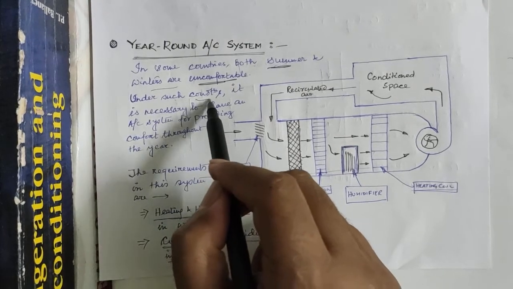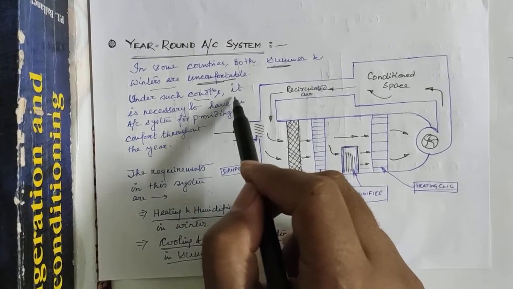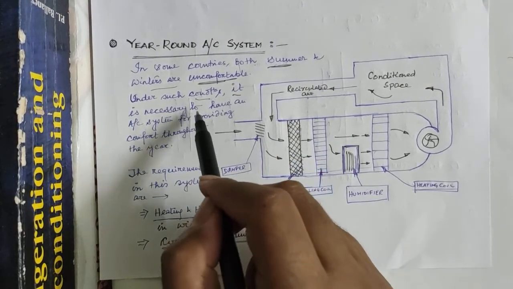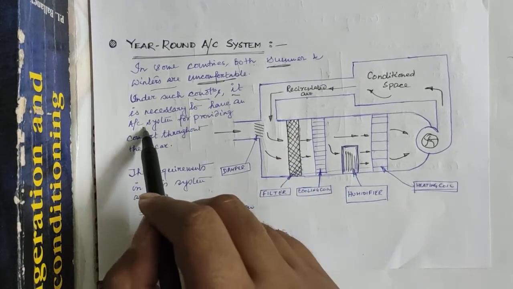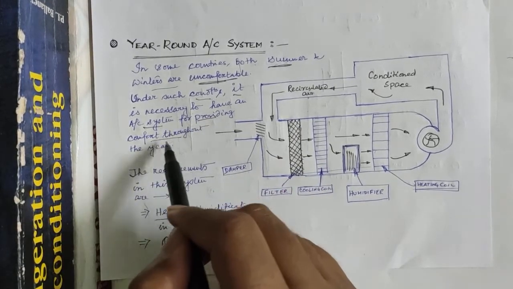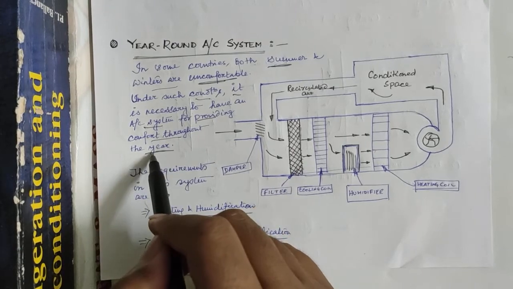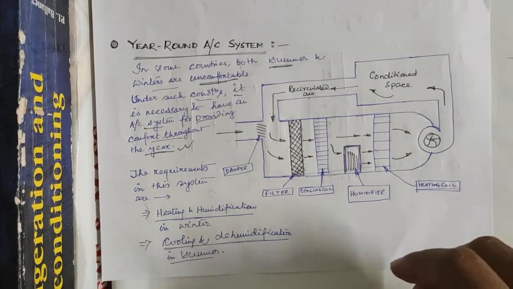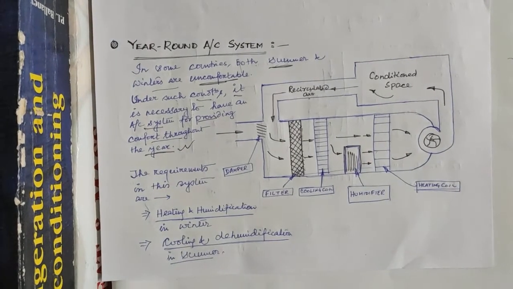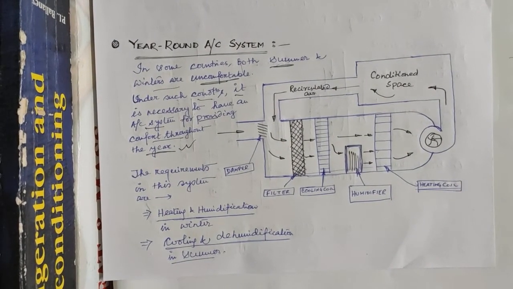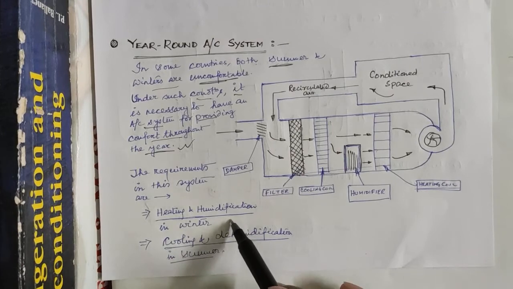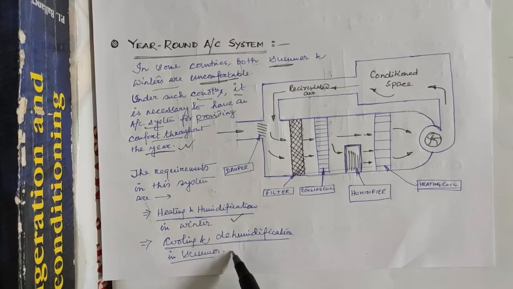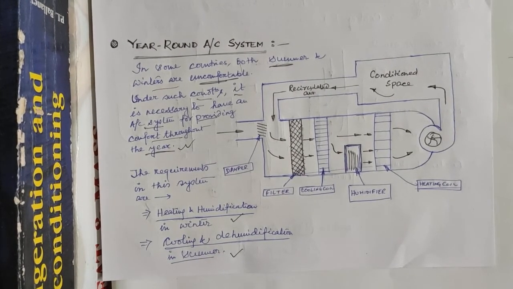In such conditions, or in those places, it is very much necessary to have an air conditioning system for providing comfort condition throughout the year. In those places, we have to use this year-round air conditioning system. And this system is capable of achieving both heating and humidification in winter as well as cooling and dehumidification in summer.